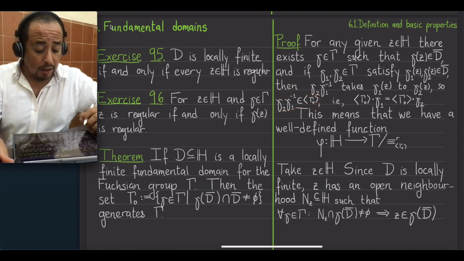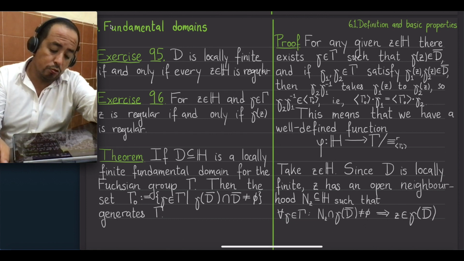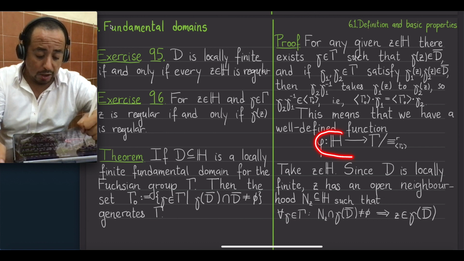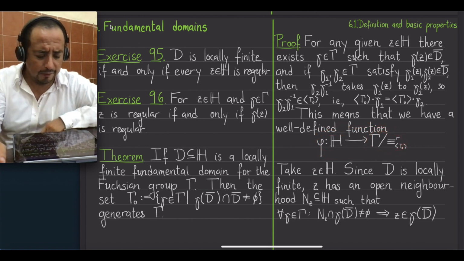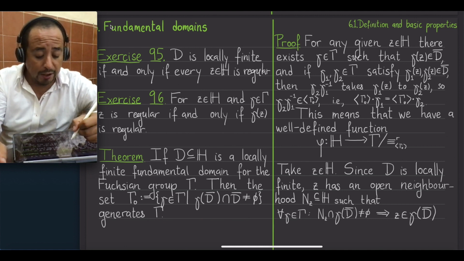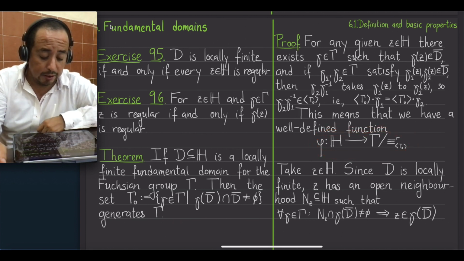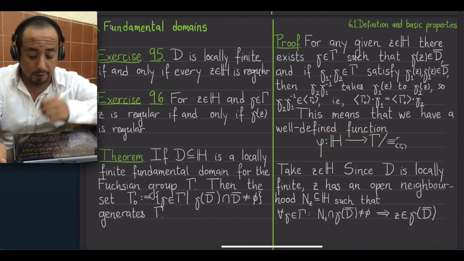Okay. And now what I'm going to do is I'm going to show two things. One, that this function is locally constant. And second, that it is surjective. So I would say that it's obviously surjective. But in any case, if I show that it's locally constant and surjective, then the theorem will follow.